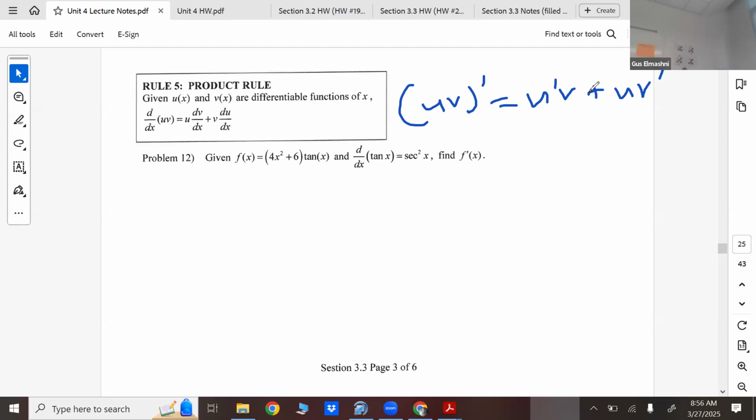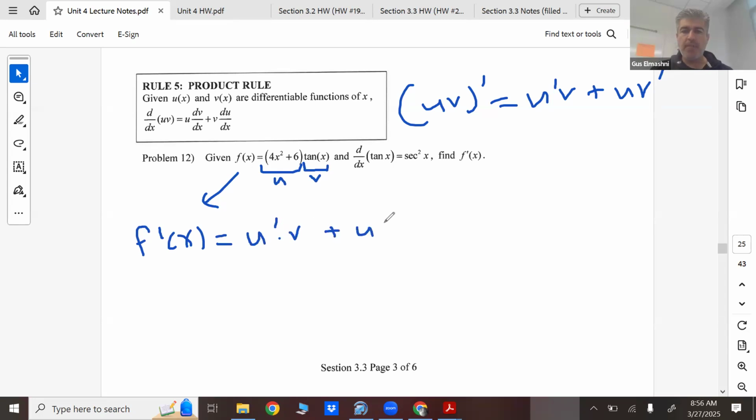So let's look at this one here. We're asked to find the derivative of f of x. You have this, which I'll call u, and this, which I'll call v. So when you want to find f prime of x, it's going to be u prime times v plus u times v prime. So let's start with u. What's the derivative of 4x squared plus 6? 8x. Times tangent x.